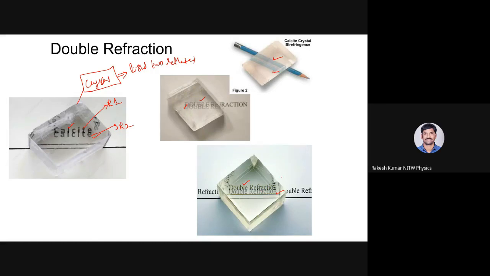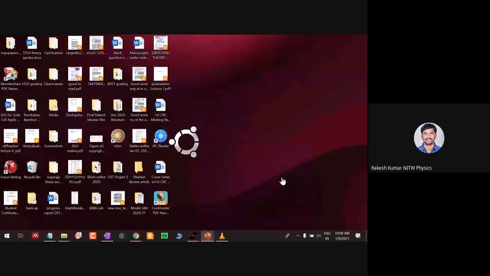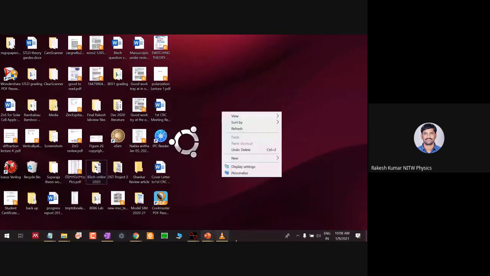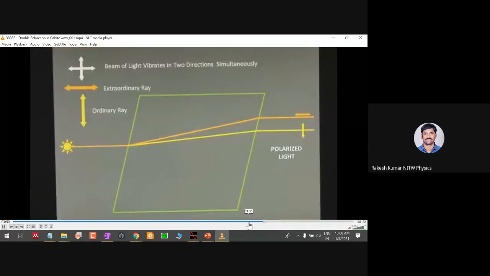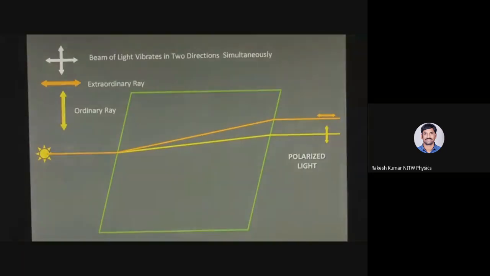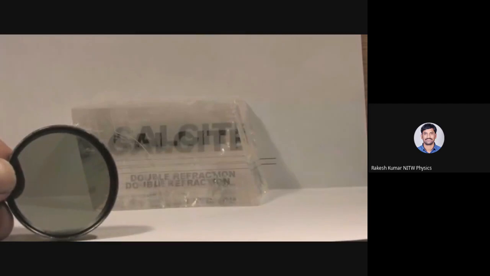That we are going to see in a moment. Let's see how you are going to demonstrate and find out which is ordinary and which is extraordinary also. Okay, so let's stop here and let's forward it and show you. Now you can see, he is going to demonstrate how to check whether they are really polarized or not.